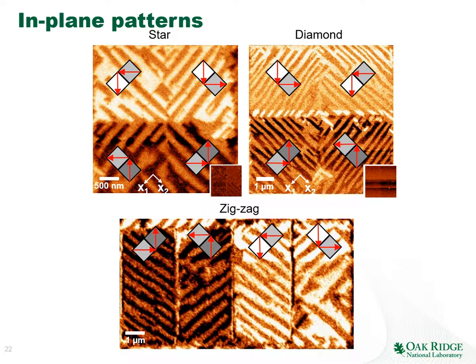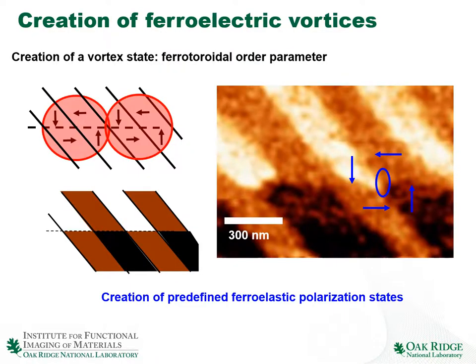So for example, we can create the star pattern by changing our polarization direction. We can create a diamond pattern, we can create a zigzag, and we can even create the ferroelectric vortex state. Ferroelectric vortices were something that people were very interested in because of the anomalous properties existing at the vortex cores. And it turns out that if we can control in-plane ferroelectric domains, then we can create the vortex state. And this is an example of the formation of a ferroelectric vortex.